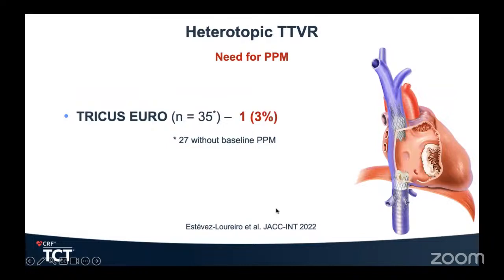So here we mentioned, just for completeness, heterotopic transcatheter replacement. Even in this case, the risk of having a pacemaker is theoretically zero. We're very far from the tricuspid annulus, so only one patient had the permanent pacemaker in the TricValve Euro out of 27, most likely for other reasons rather than interacting with the atrioventricular nodes.